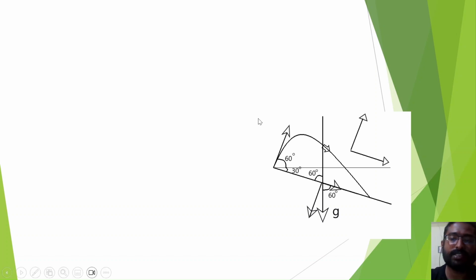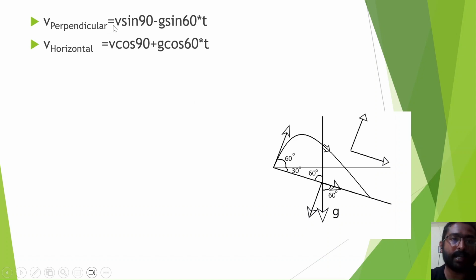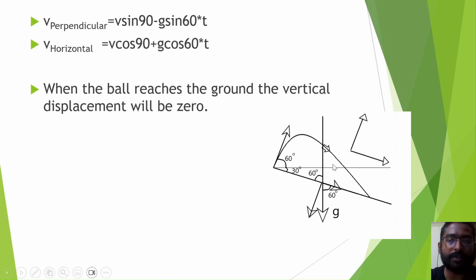Okay, so this is again our image. This is our v perpendicular that we already arrived at. We got the equation. So how to solve this? When we think about the motion, when our ball reaches here, the displacement perpendicular to the inclined plane will be zero.